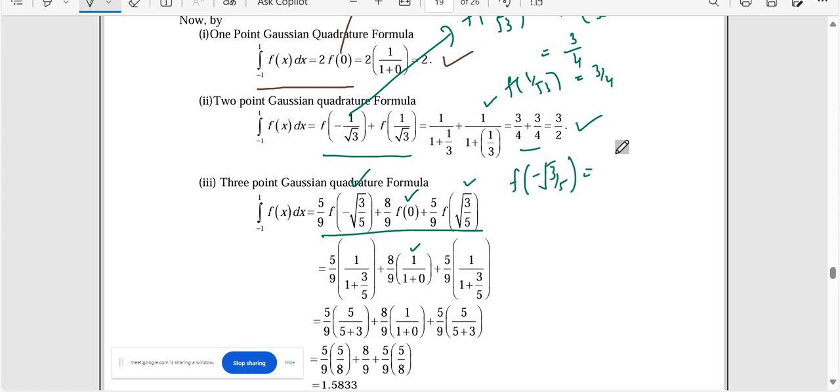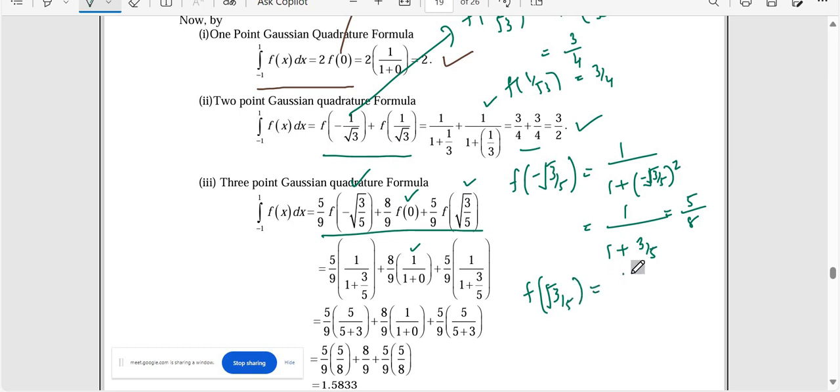So we will find it in this way: 1 upon (1 plus minus root 3 by 5) whole square. So this gives you 1 upon 1 plus 3 by 5, so we will have 5 by 8. Yes, 5 by 8. So again the same answer for f of root 3 by 5, because there is a square in our function, so it will not change: 5 by 8.